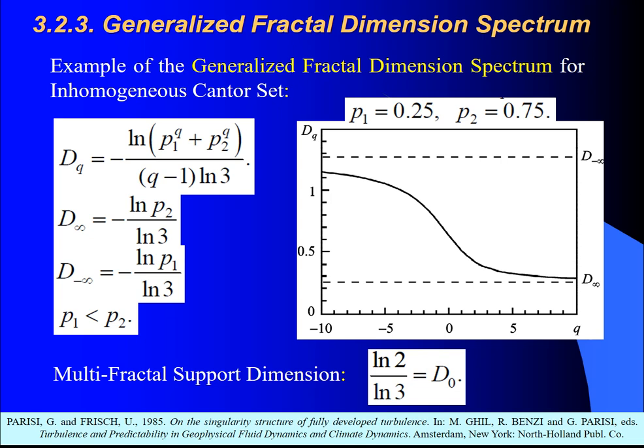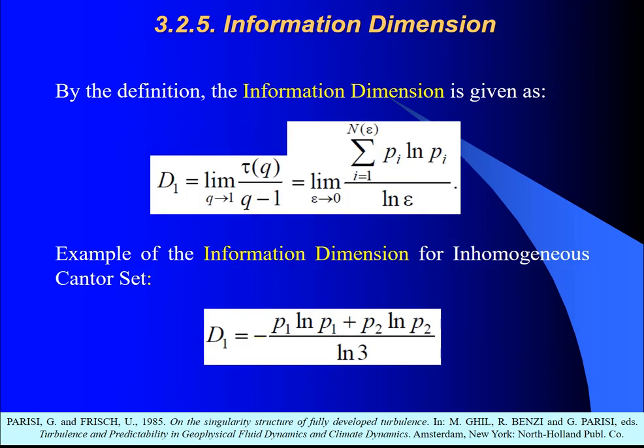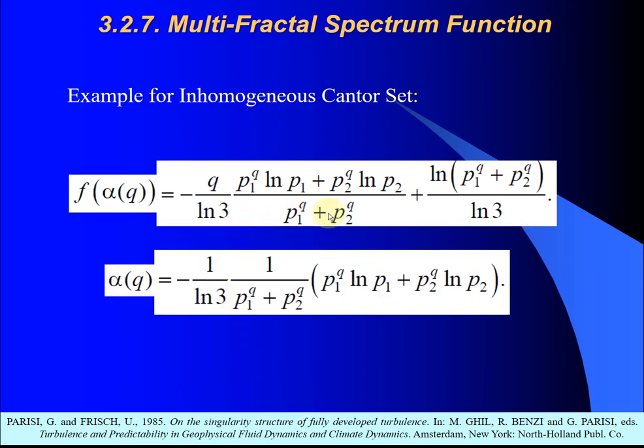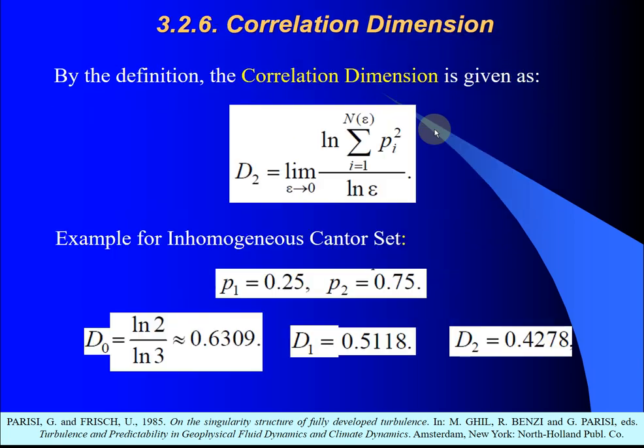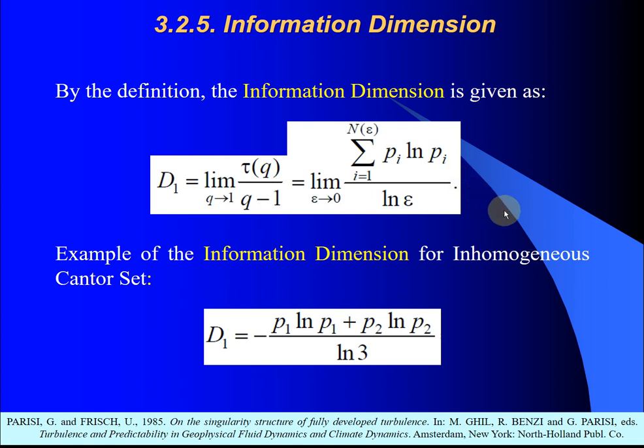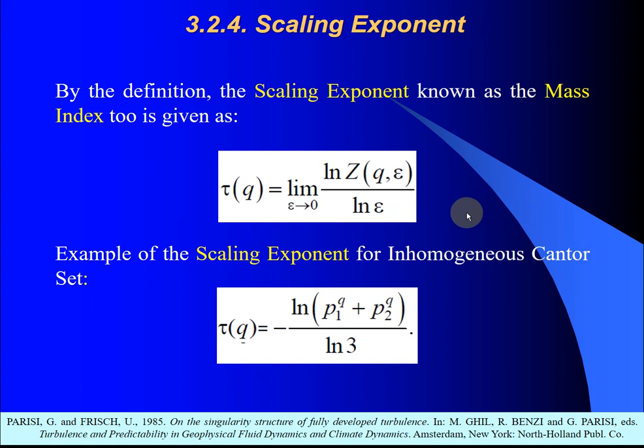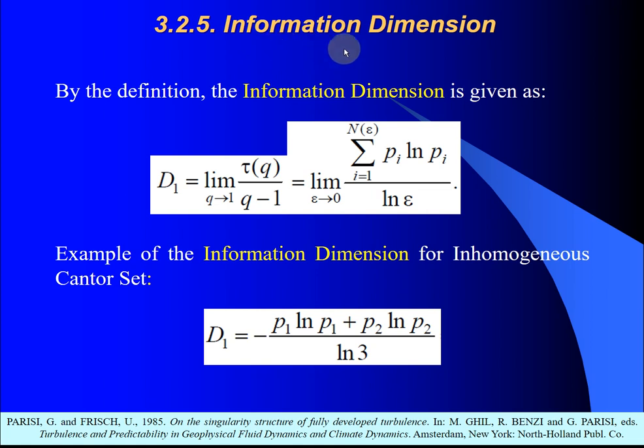was produced by Frisch and Parisi, and as we know now, there are two different ways to describe the set of dimensions which should be used in multifractal description. The first of them is the generalized fractal dimensions spectrum, and there is another approach which is well known as the multifractal spectrum function. And now I want to tell you about another characteristic, well known as information dimension. This information dimension in general can be estimated for monofractals too.